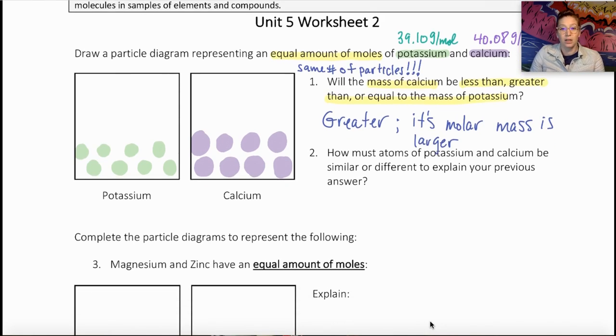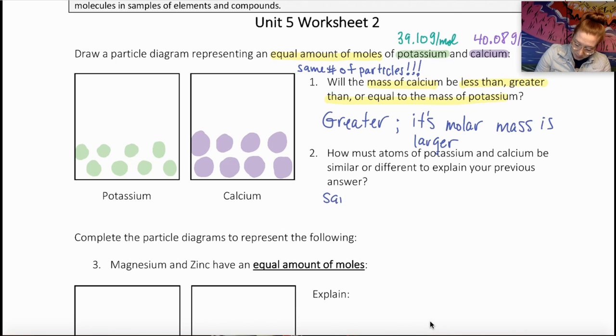Okay, great. So how must atoms of potassium and calcium be similar or different? And explain our reasoning based on our previous answer. So they're the same number. We show the same number of atoms. So that's a similarity. But the difference is going to be based on the size. Calcium atoms are going to be slightly larger based on their slightly larger mass.